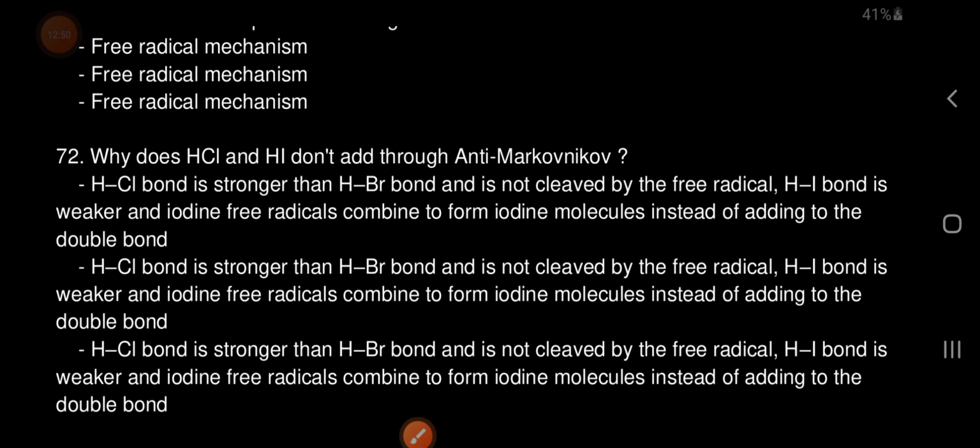Why do HCl and HI not add through anti-Markovnikov addition? HCl bond is stronger than HBr bond and is not cleaved by the free radical. HI bond is weaker and iodine free radicals combine to form iodine molecules instead of adding to the double bond.